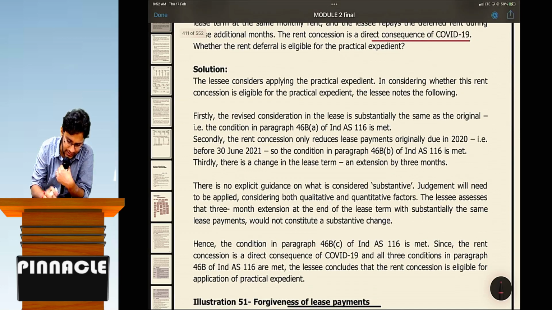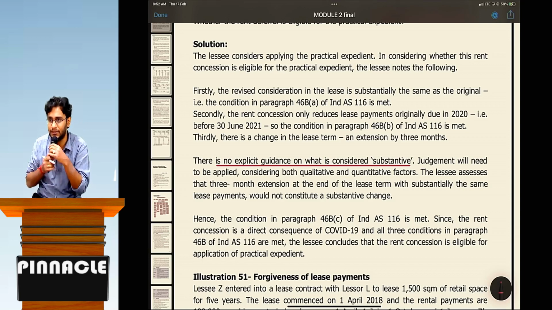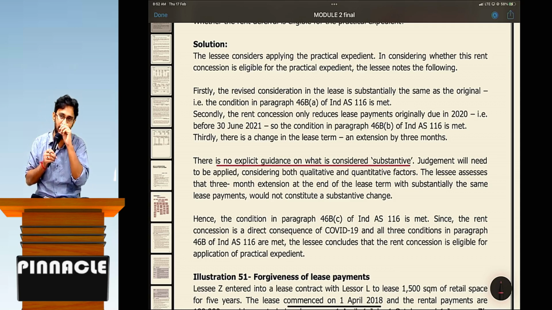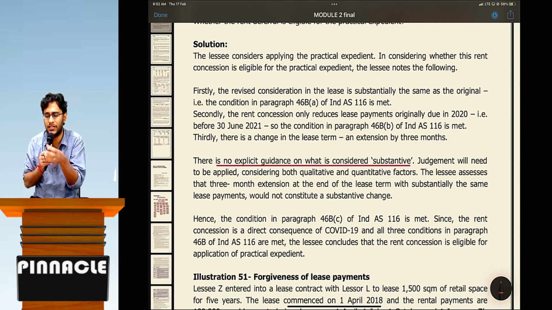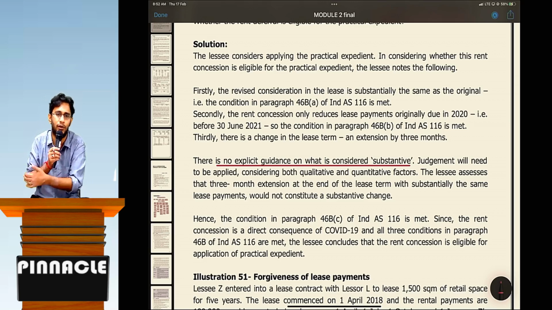What the study material did in this answer is, there is no explicit guidance on what is considered substantive. Judgment will need to be applied considering both qualitative and quantitative factors. Qualitative means materiality or judgment, like, in a 10-year lease period, a 3 months extension is not a big deal. This is qualitative assessment. Quantitative assessment means, suppose the rent amounts are small, then there is no big deal. If the rent amount is very huge, then you might consider doing modification accounting instead of practical expedient accounting. That is quantitative assessment.